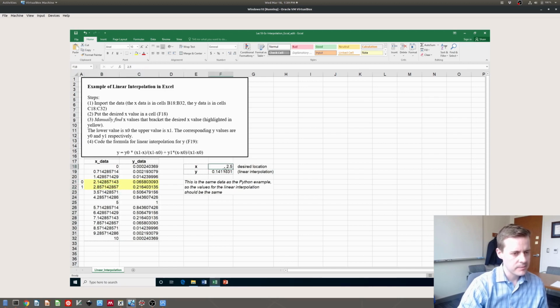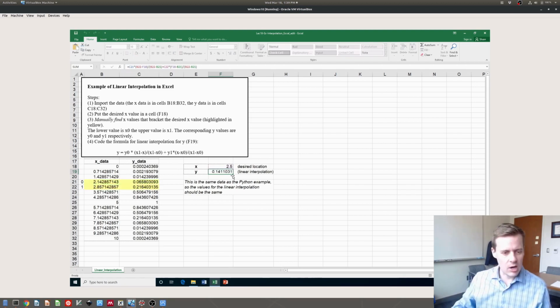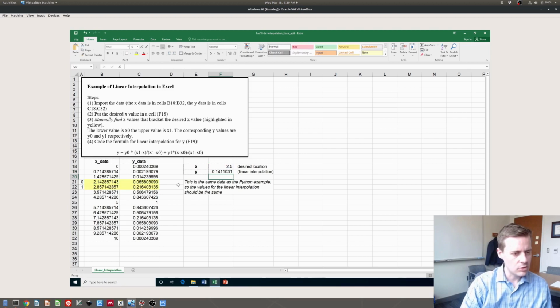So I have x is 2.5. To do linear interpolation, I just have to hard code that linear interpolation function between those two points, and I'm going to get out the value of y that's somewhere in between those two y data points. I'm using the same formula that I had in the previous thing that I did by hand. I just now have to code it into Excel.